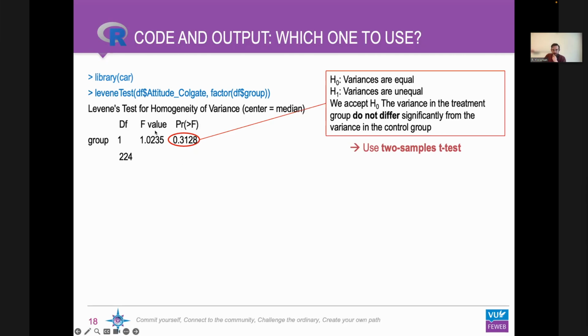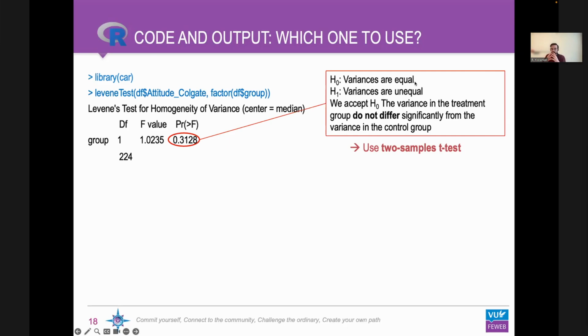So this is an F-test, meaning that the p-value is the area more extreme than the F test statistic that we observe from our data. In this case, we see this p-value is actually higher than 0.05, meaning that we do not reject H0. And remember what the H0 was? In the Levene's test, H0 is that variances are equal.